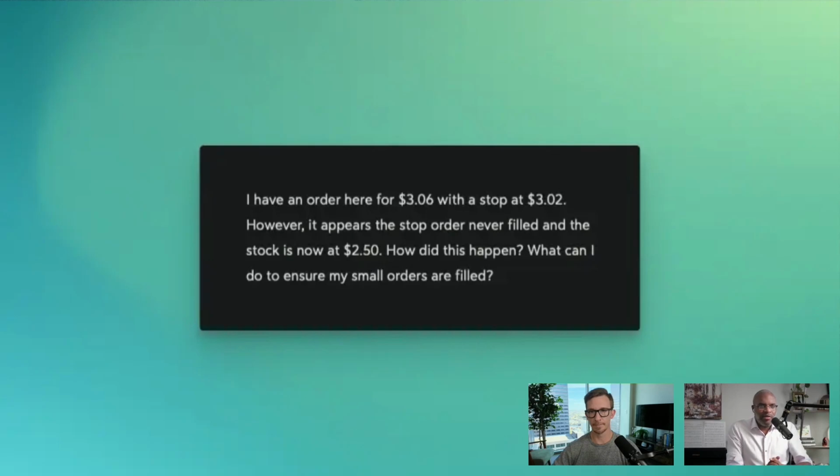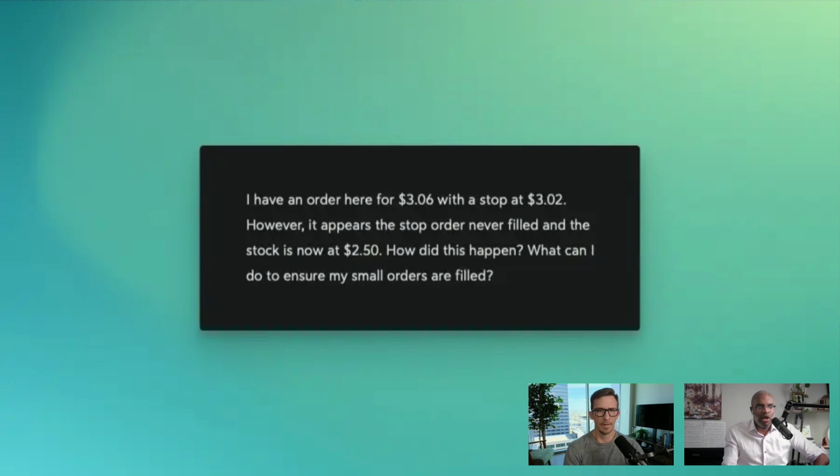All right, this is a scenario that occurred. I have an order here for $3.06 with a stop of $3.02. However, it appears the stop order never filled and the stock is now at $2.50. How did this happen? What can I do to ensure my small orders are filled?